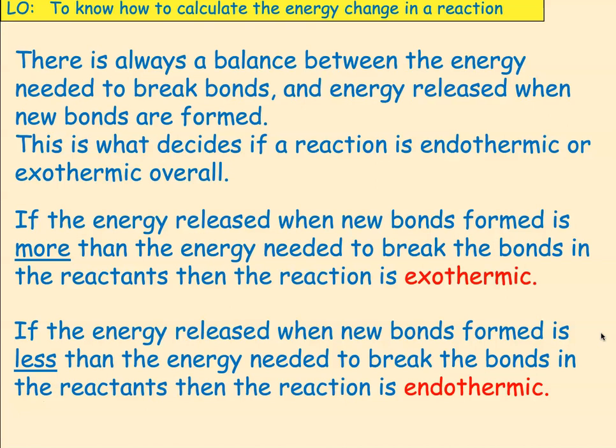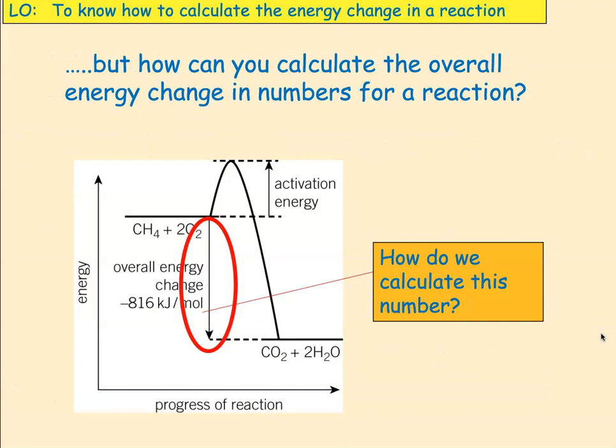However, if the energy released when the new bonds are formed is less than the energy that you've had to put in, you're putting more energy in than you're actually getting out, and the reaction is endothermic. Okay, so this is the energy change overall, and that is what determines whether it's exo or endothermic. The difference between the energy you're putting in and the energy you're getting back out again.